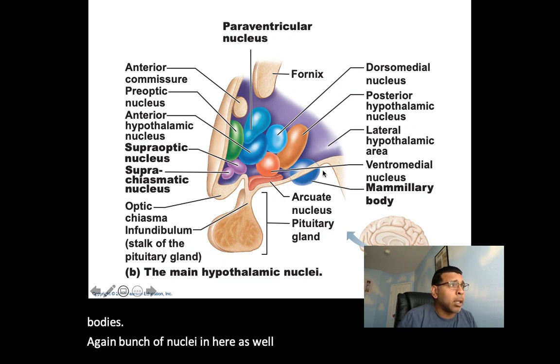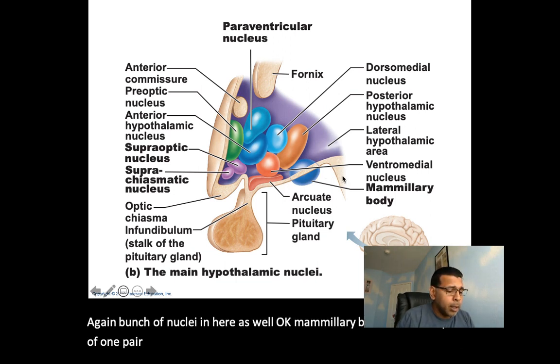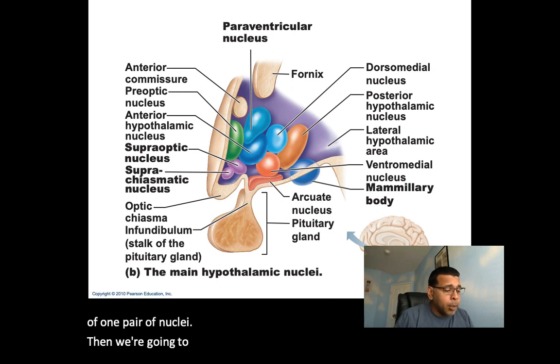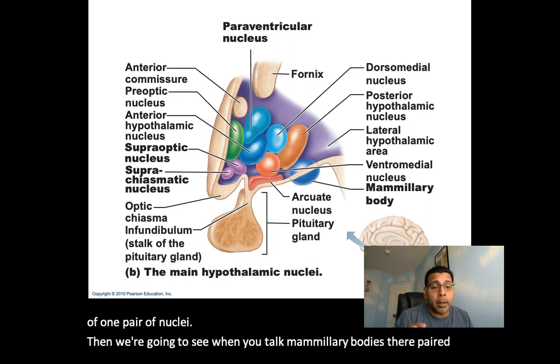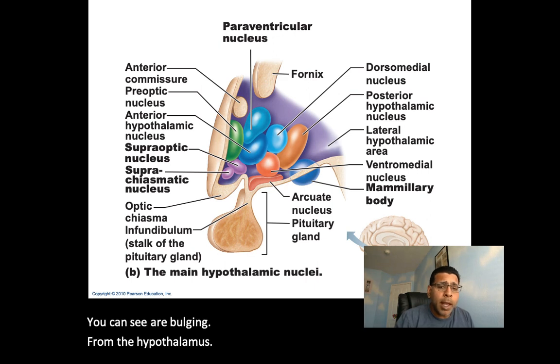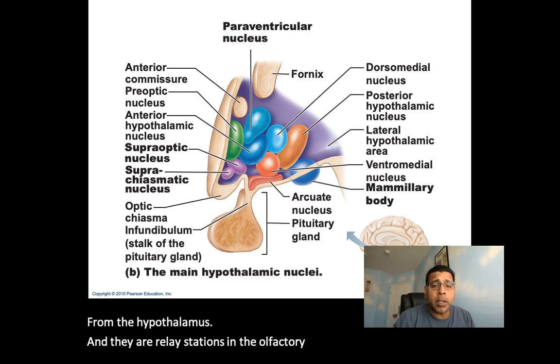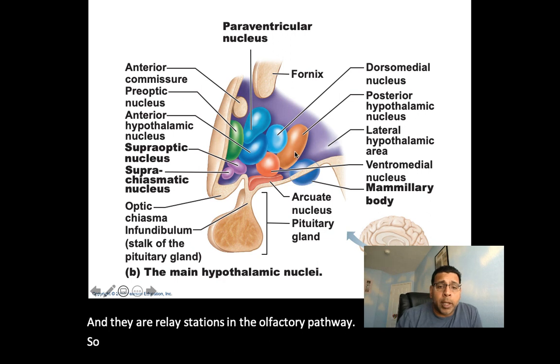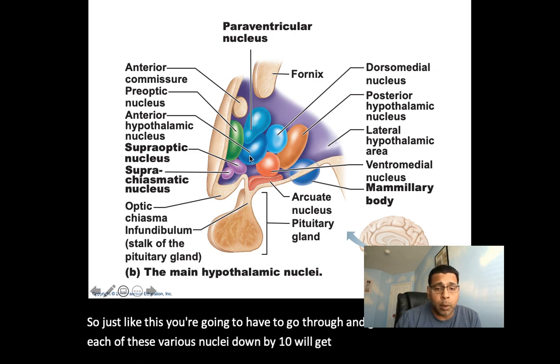Mammillary bodies are examples of one pair of nuclei. When you talk mammillary bodies, they're paired pea-like nuclei that you can see bulging from the hypothalamus. They are relay stations in the olfactory pathway. Just like this, you're going to have to go through and get the functions of each of these various nuclei down. By the time we get to physio, you're going to have every single one of them down.